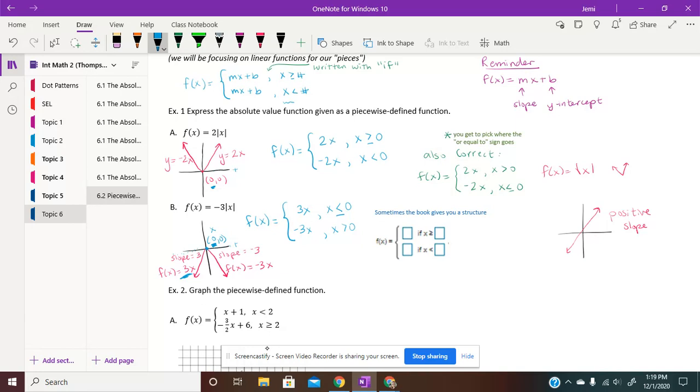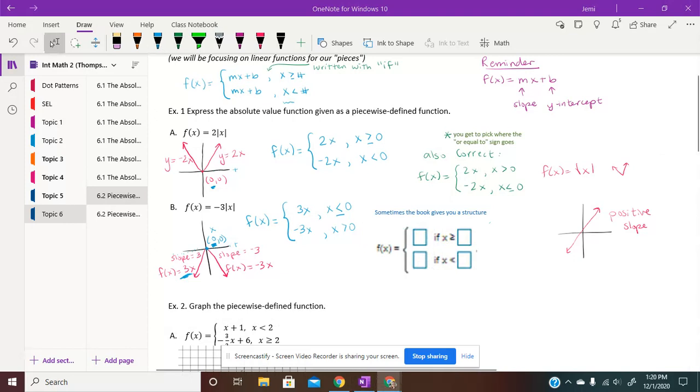Now, piecewise functions can look a lot of different ways. This is just one way to describe an absolute value as a piecewise function. And we're going to broaden our horizons as we go through the notes. But I want to make a point that sometimes the book gives you a structure. Make that a little bit bigger. So let's say it gives you this structure. Have to fill it in, okay?